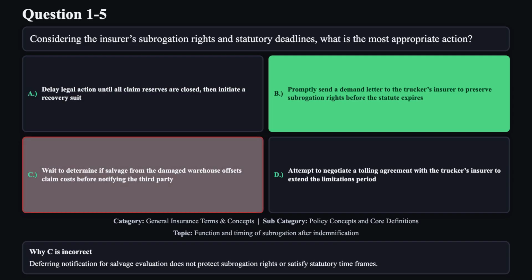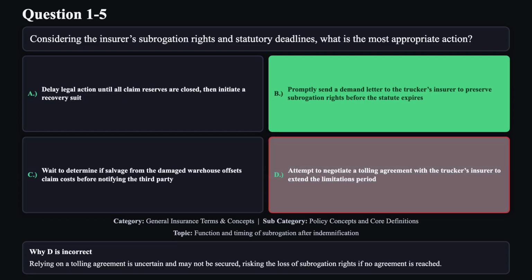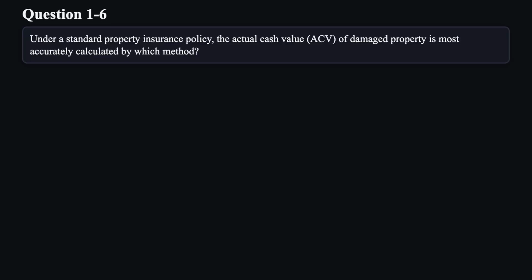Reason C is not correct. Deferring notification for salvage evaluation does not protect subrogation rights or satisfy statutory timeframes. Reason D is not correct. Relying on a tolling agreement is uncertain and may not be secured, risking the loss of subrogation rights if no agreement is reached. Question 6.